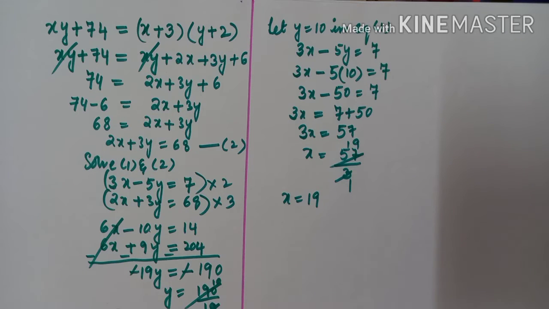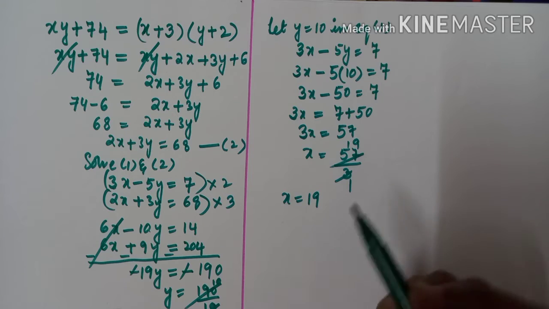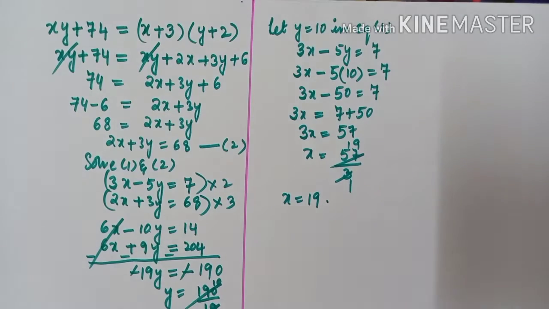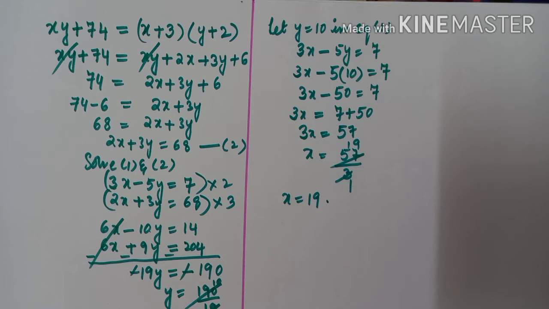Now the answer is, find the length and breadth of the rectangle, means the length is 19 meters while the breadth is 10 meters. Okay, so let us go to the next problem.